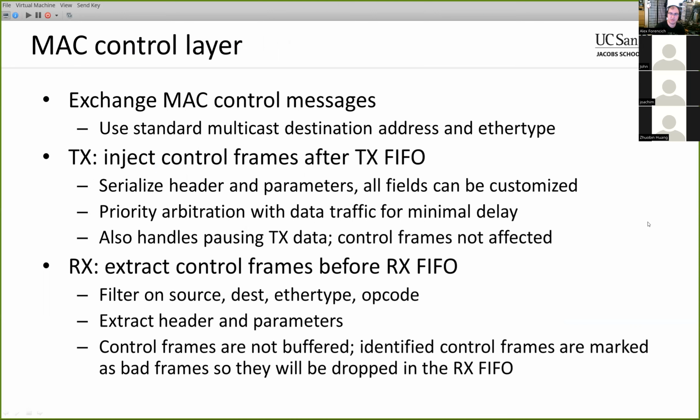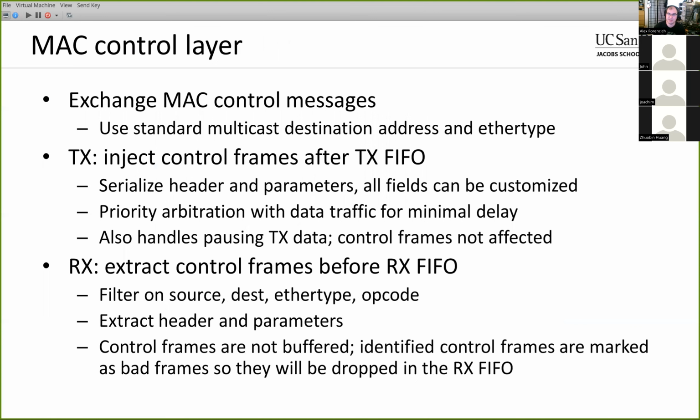So the MAC control layer, a little bit more details on that. Like I said, this exchanges MAC control messages. Those messages are basically normal Ethernet packets that have standard multicast destination address and ether type that can then be used on the other end to identify those frames and extract the payloads for processing.